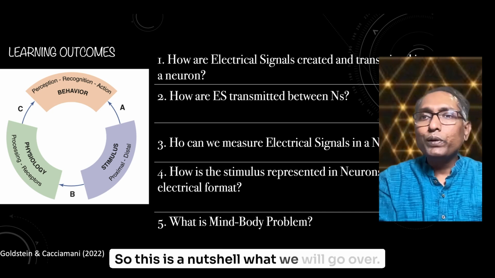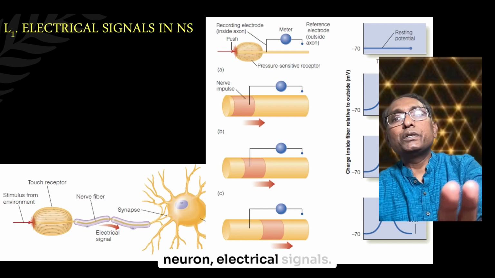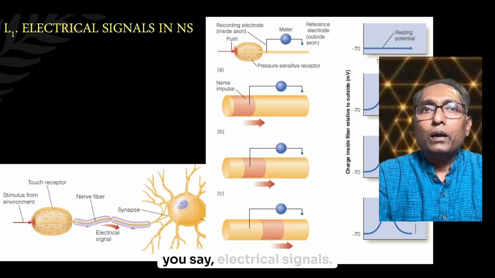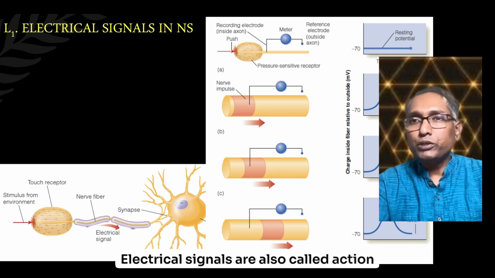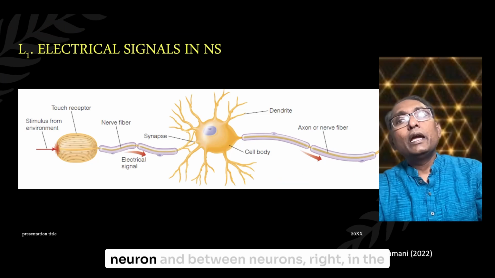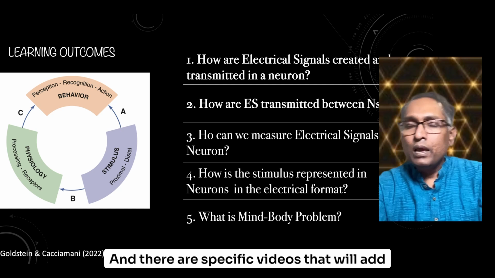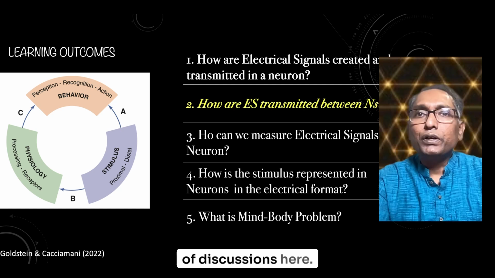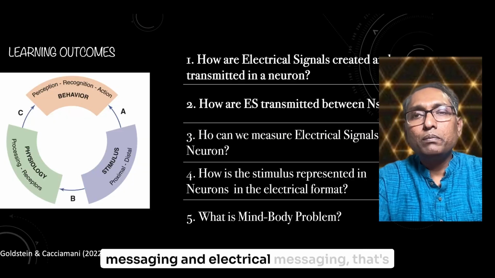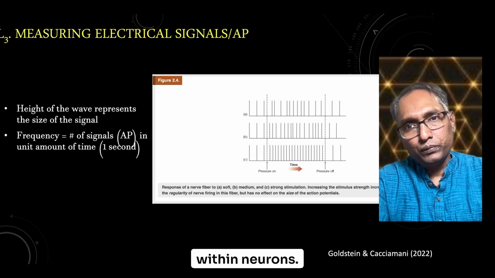So this is in a nutshell what we will go over. There will be another video added that would talk about the structure of the neuron and electrical signals. Electrical signals are also called action potentials. Once these electrical signals are generated, they'll be transmitted within a neuron and between neurons in the form of chemical signals. There are specific videos I'll add, but here we'll talk about the broader level discussions. Chemical messaging and electrical messaging, that's how information gets transmitted between and within neurons.